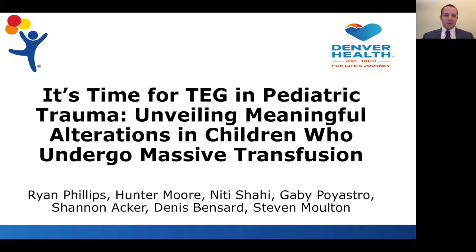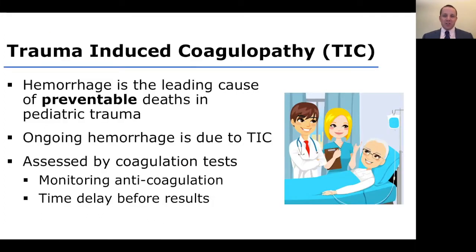We have no disclosures. Hemorrhage is the leading cause of preventable deaths in pediatric trauma patients. And it's important to recognize that ongoing hemorrhage is due to what is known as trauma-induced coagulopathy, which is a sudden disturbance in our body's ability to form clot following severe trauma.